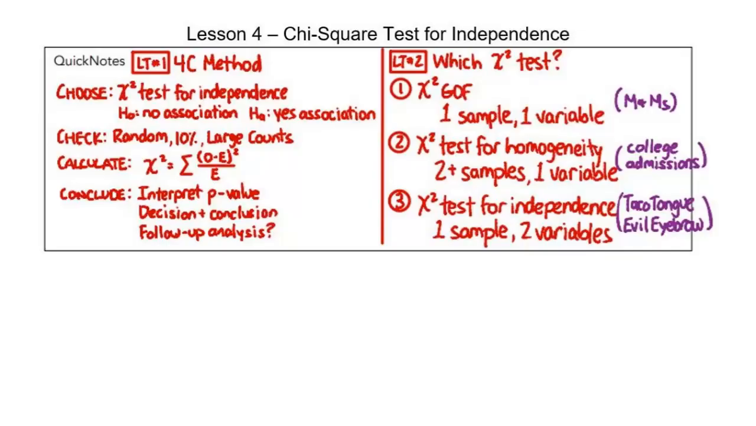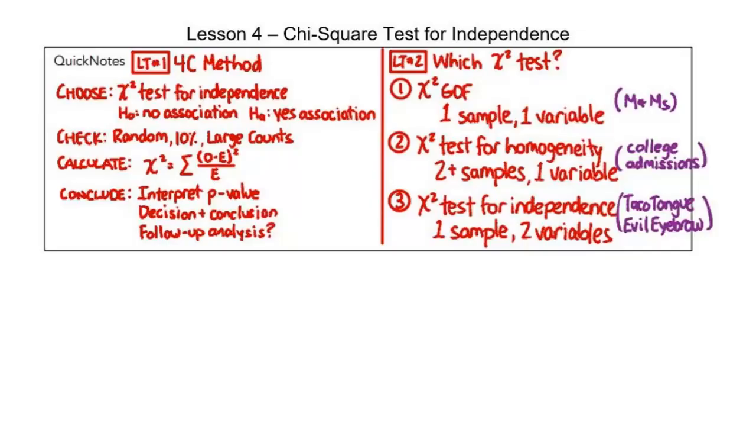So goodness of fit, one sample with only one variable, like when we did the M&Ms. Chi-square test for homogeneity, 2 or more samples, again with only one variable. We looked at the college admissions for that. We looked at OSU and U of M, but we looked at only one variable, admission status. For chi-square test for independence, there will be only one sample taken, just like in the goodness of fit, but 2 different variables looked at. Does that make sense? All right. Calculating the chi-square test statistic stays the same throughout these 3 tests.